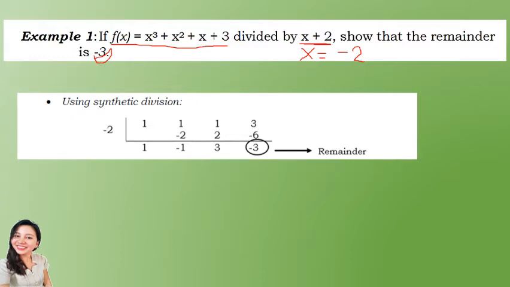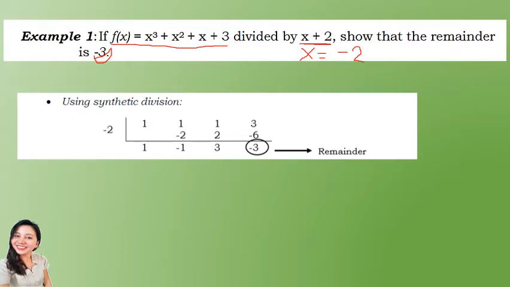Bring down 1. 1 times negative 2, negative 2. 1 plus negative 2, negative 1. Negative 1 times negative 2, positive 2. 1 plus 2, 3. 3 times negative 2, negative 6. 3 plus negative 6, negative 3. So, the remainder is negative 3.